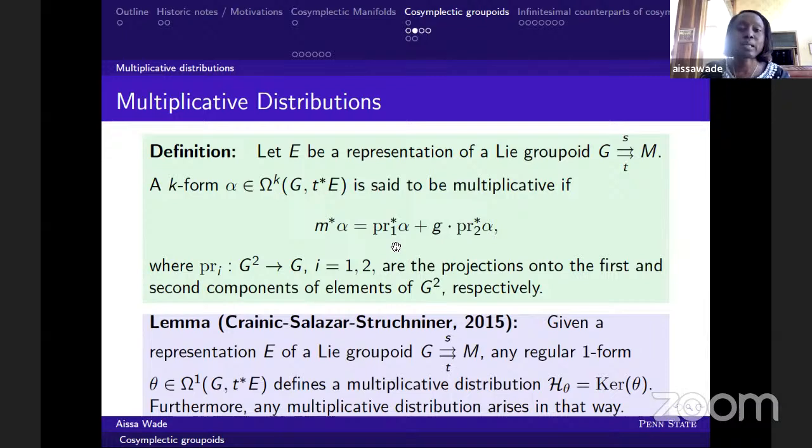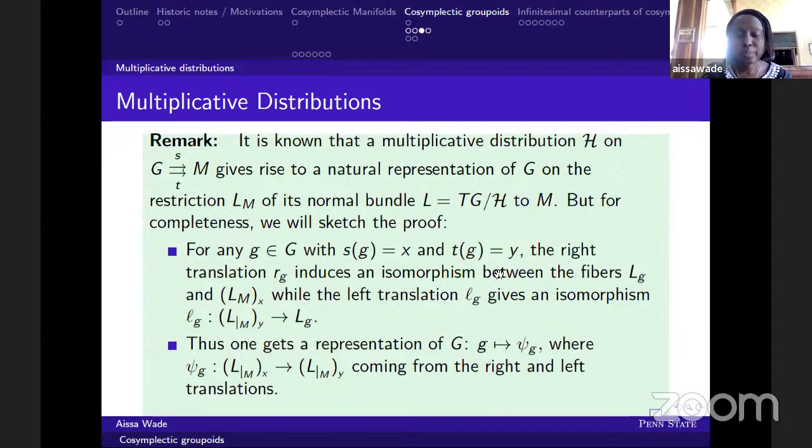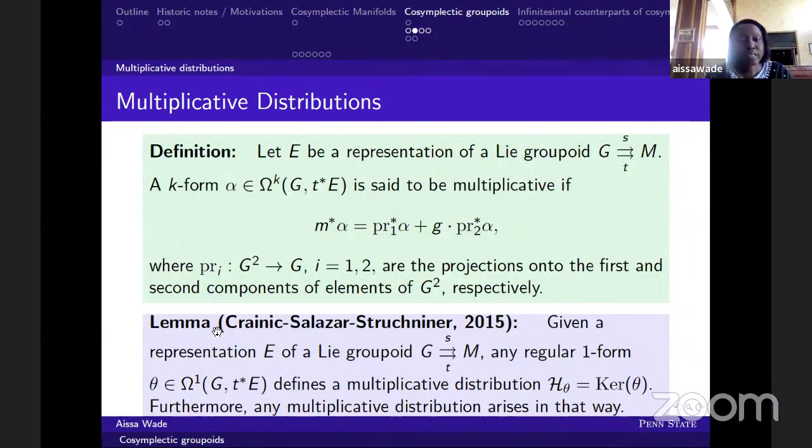Now, taking the pullback by M of alpha means just taking the pullback by PR1 of alpha, and here, of course, you have the action coming from my representation, and here you have PR2 star alpha. Now, we have a result which is in the paper by Krähmer, Salazar, and Strichner. Sorry, there is a mistake in the name.